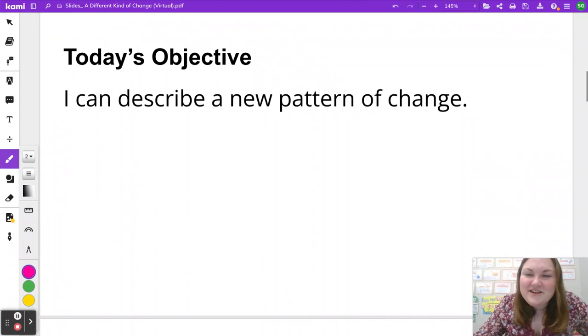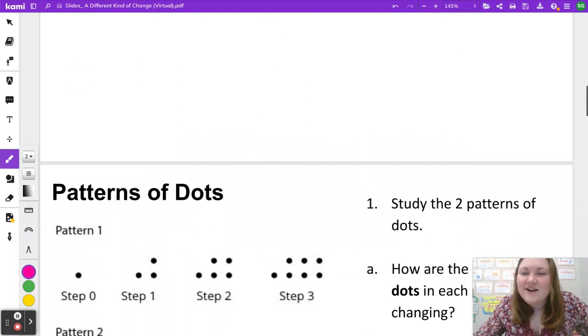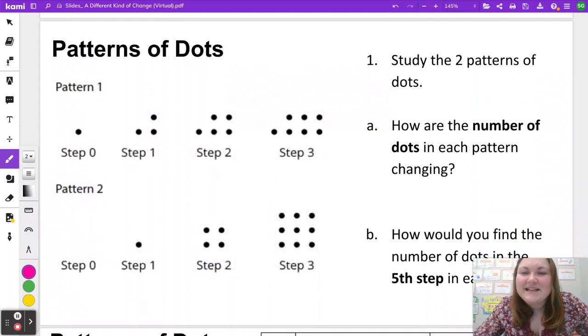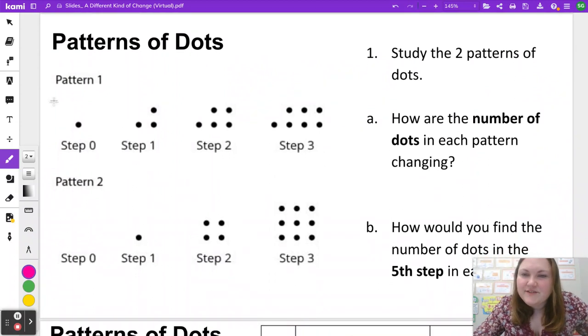Our goal for this particular lesson is that by the end of this you are able to describe a new pattern of change. To start us off with this unit and understanding this pattern, we're going to start with a series of pictures. On the screen, there are 2 different patterns. The first one, step 0, remember we use that number 0 as a starting point. Pattern 1 starts with 1 dot, and then it continues growing in this pattern. Pattern 2 is starting with nothing, and then it continues to grow in this pattern.